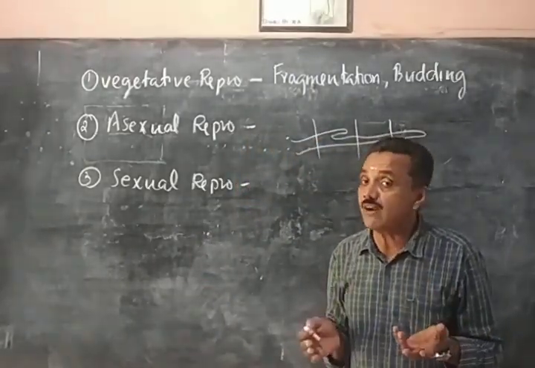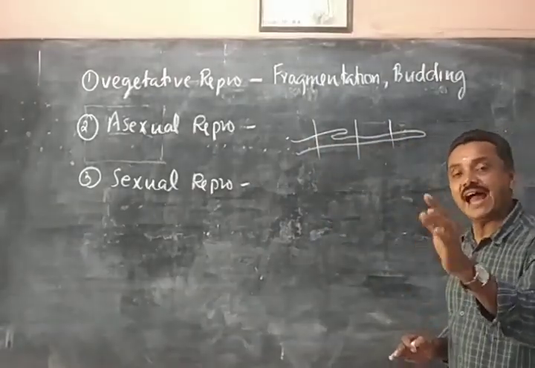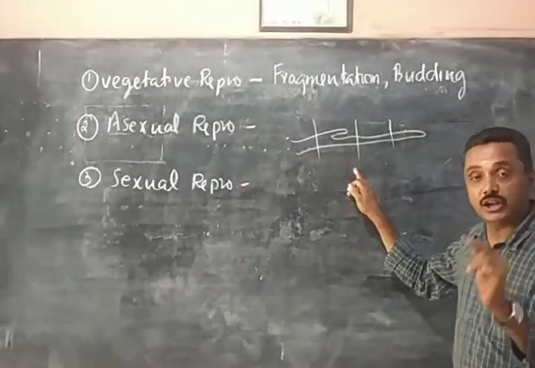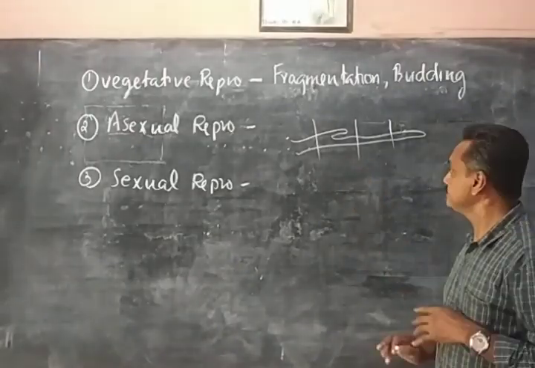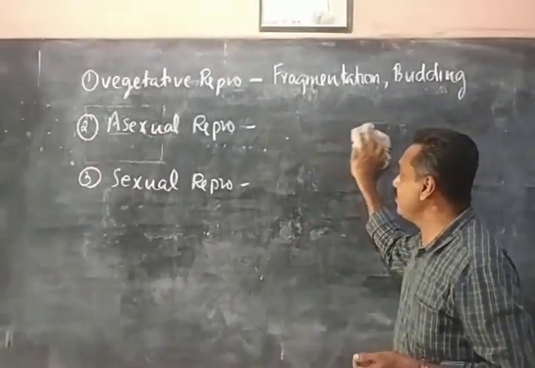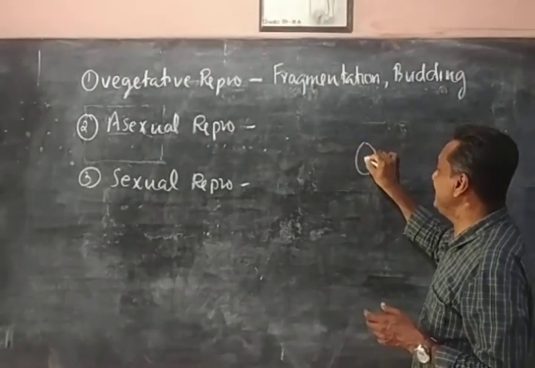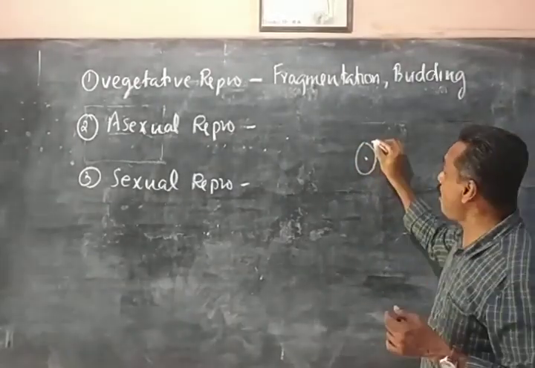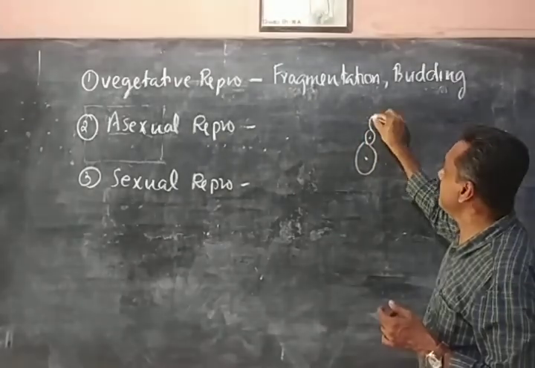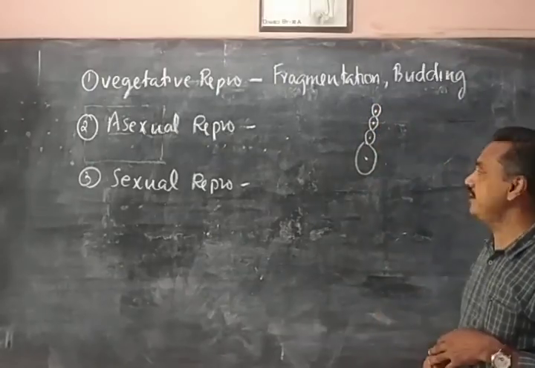So during fragmentation, what happens? The hypha breaks into numerous small pieces, and each piece grows into a new hypha. That is called fragmentation, cutting into pieces. Then budding. Yeast is a unicellular fungus, which you studied in the school syllabus. In the yeast cell, budding occurs. A small bud is formed, the nucleus divides and moves into the bud, then divides again, and like this a chain of cells is formed. This method is called budding.